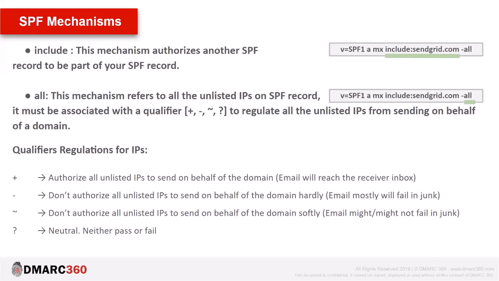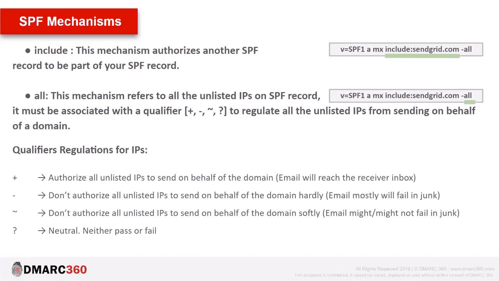And the last tag here, the all, refers to IP addresses that are not listed in the SPF record. This all tag is always used at the end. It is always used with a qualifier, and you can see the 4 different types of qualifiers down here, which are the plus sign, the hyphen, the tilde, and the question mark sign.